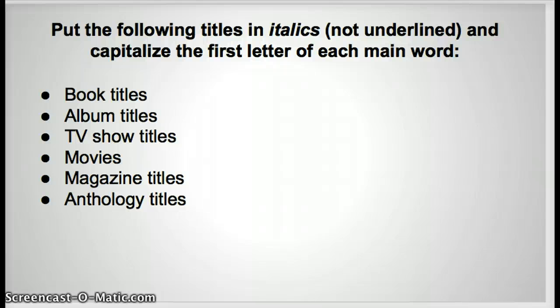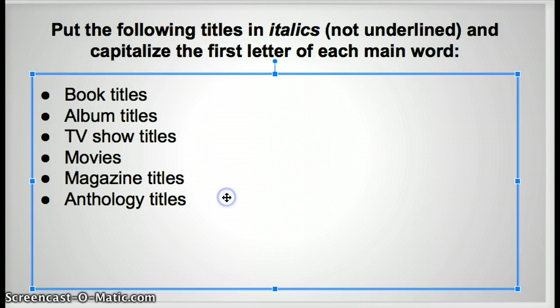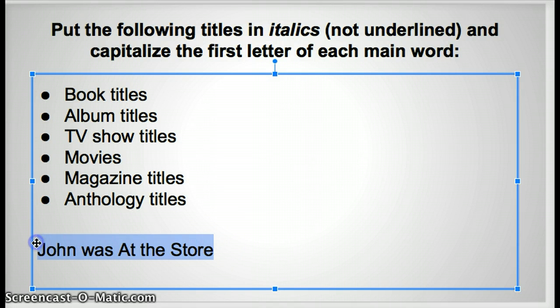These are what we italicize: book titles, album titles, TV show titles, movies, magazine titles, and anthologies. These are all big ticket items, if you will, that you need to always put in italics, and you need to capitalize the first letter of each main word. So for example, let me give you an example here. Let's say that's the name of our book: John Was at the Store. What I did is I italicized all the main words: John, at, store. Was and the can be left unitalicized. Okay?